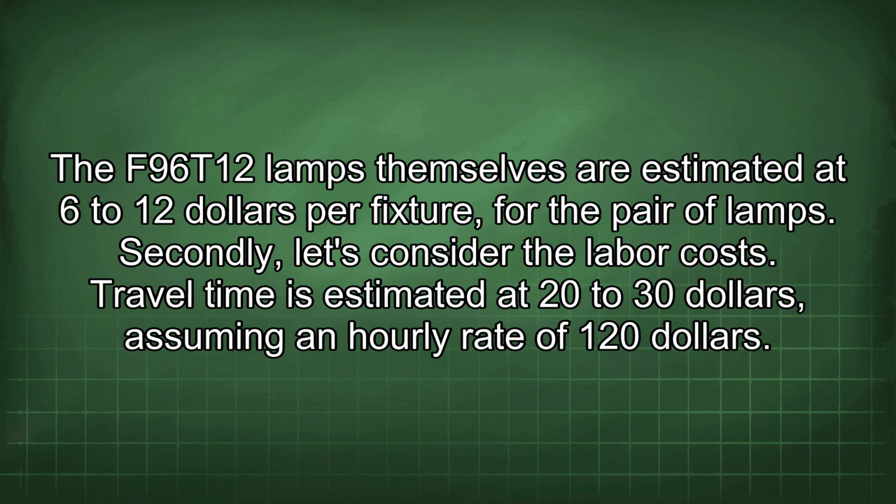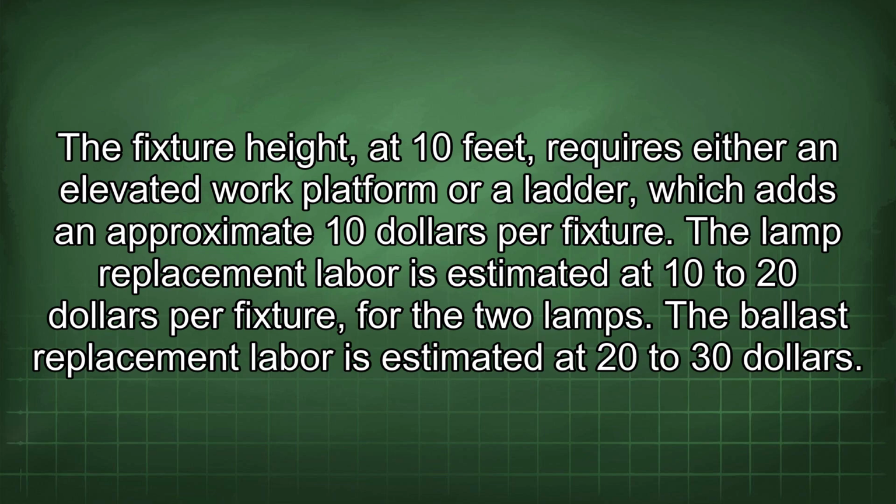Secondly, let's consider the labor costs. Travel time is estimated at $20 to $30, assuming an hourly rate of $120. The fixture height, at 10 feet, requires either an elevated work platform or a ladder, which adds an approximate $10 per fixture. The lamp replacement labor is estimated at $10 to $20 per fixture for the 2 lamps. The ballast replacement labor is estimated at $20 to $30.